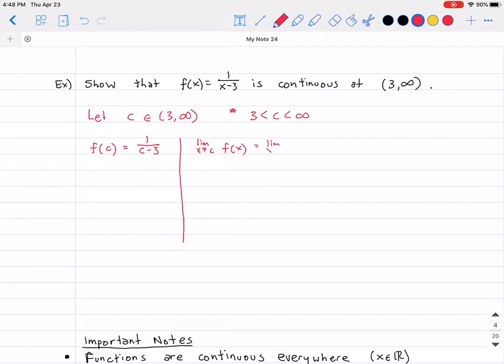Well, my function is 1 over x minus 3, so that means that this is going to be the limit as x approaches c of 1 over x minus 3. And since c is a number that's between 3 and infinity, I can actually just go ahead and plug in for x then, okay? And I can only do that because c is not equal to 3, okay? So therefore the limit is going to be equal to 1 over c minus 3, okay?